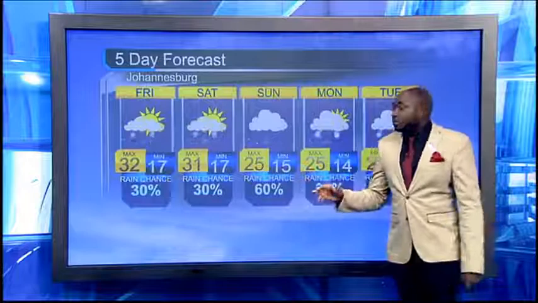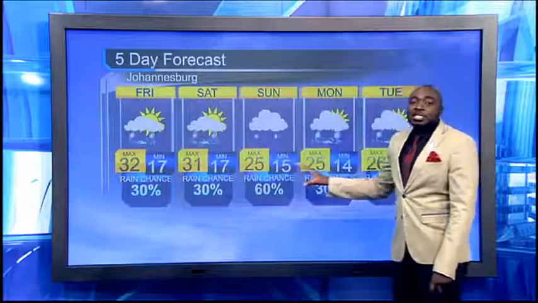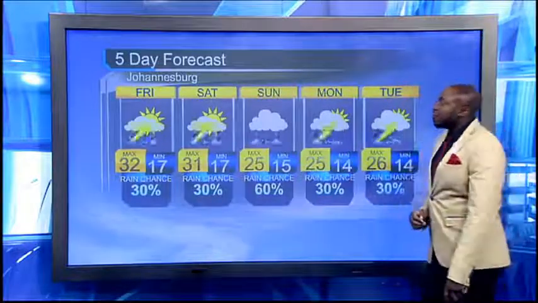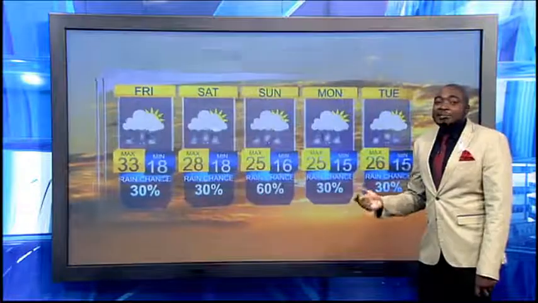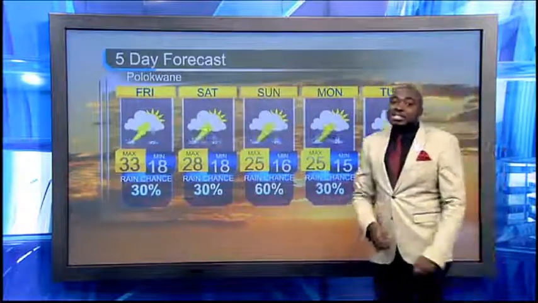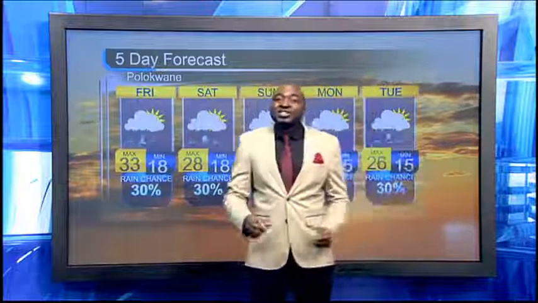Now, how about your weekend? We are expecting a 30 to 60% chance of thunder showers this weekend over Johannesburg and most parts of Gauteng. Limpopo as well, we're expecting similar conditions, and over Mpumalanga and most parts of South Africa.